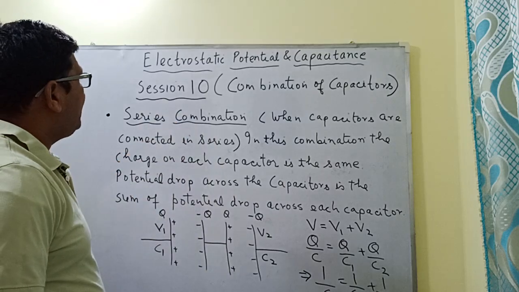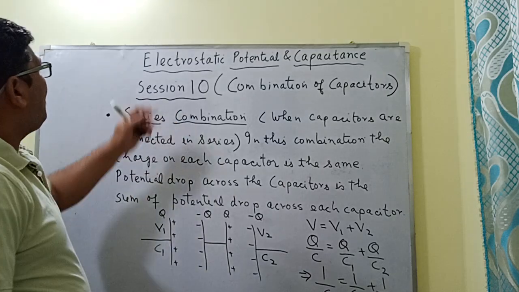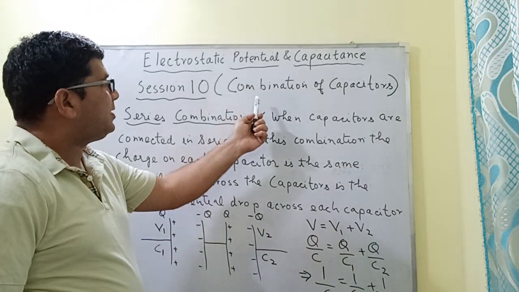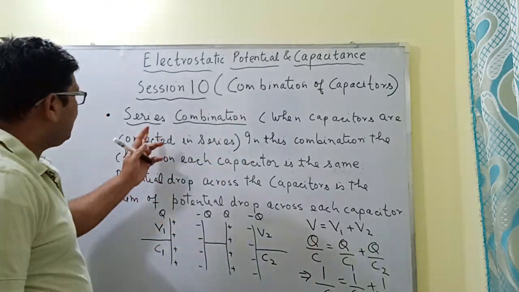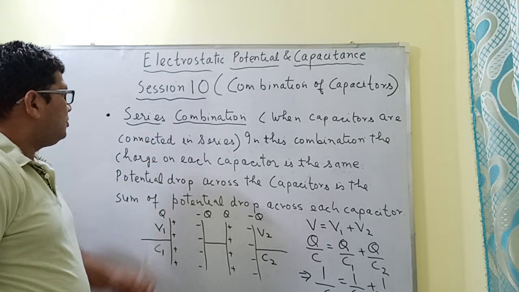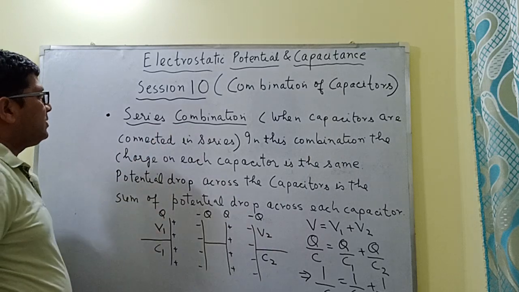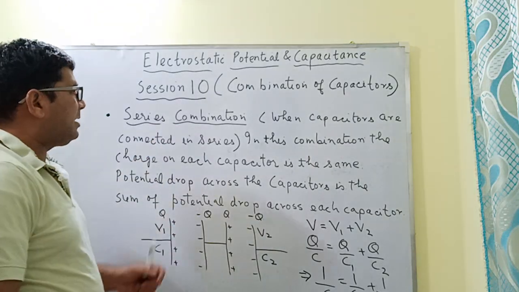This is session number 10 from the chapter of electrostatic potential and capacitance, and the topic is the combination of capacitors. और आज हम लोग दो तरीके के combinations के बारे में discussion करेंगे. That is the series combination and the other one is the parallel combination.